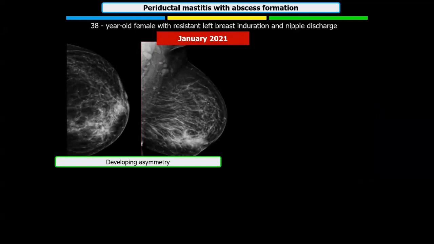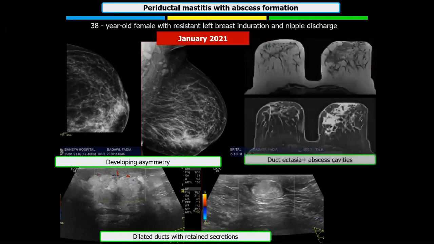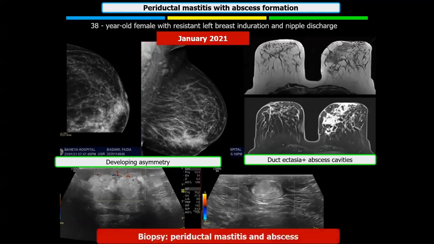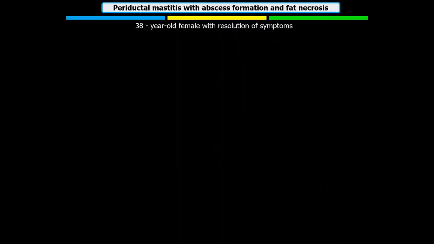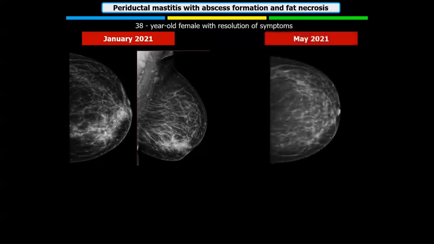She had a developing asymmetry of the left breast, and this was the ultrasound appearance. There were underlying dilated ducts with retained secretions. And on MRI, again, she had duct ectasia with multiple abscess cavities surrounding the dilated ducts. We did a biopsy, and the biopsy came back with periductal mastitis and multiple abscess cavities. This was how she looked in January 2021. She was given treatment and she was asked to come for a follow-up after 5 months.